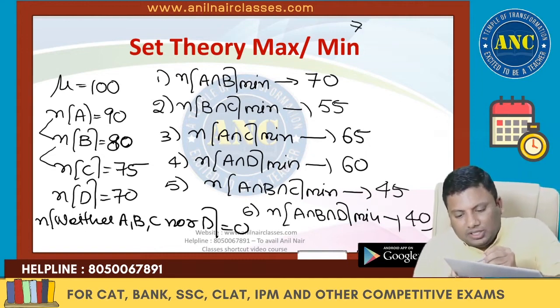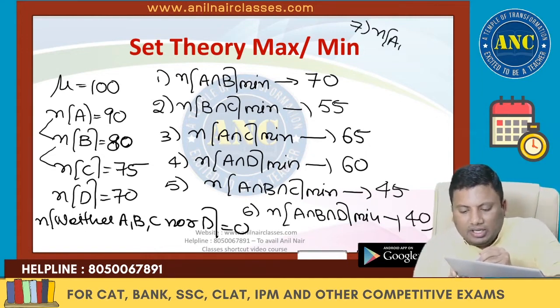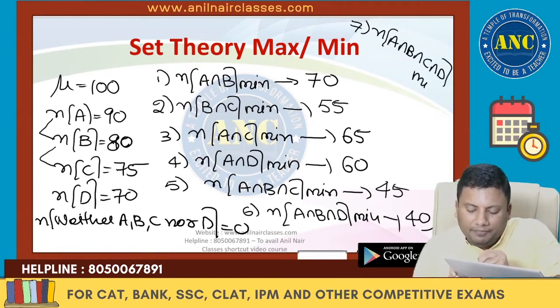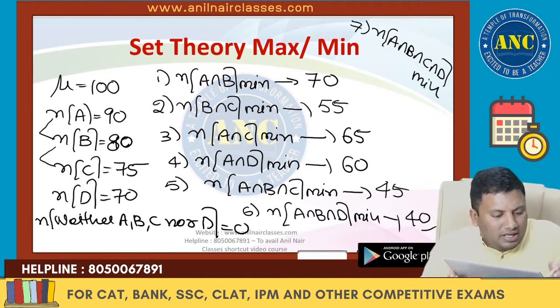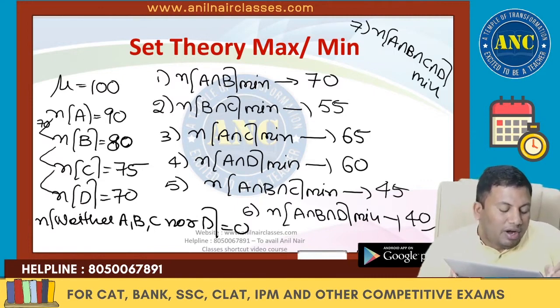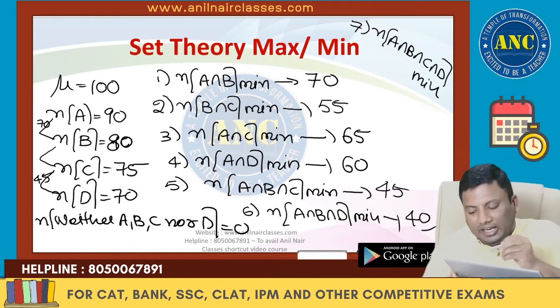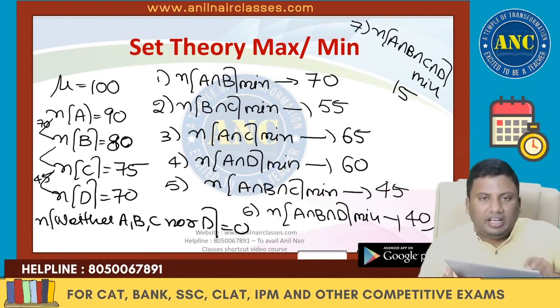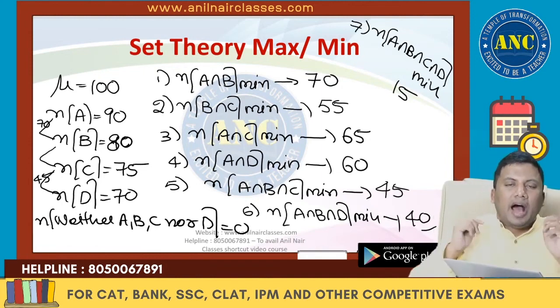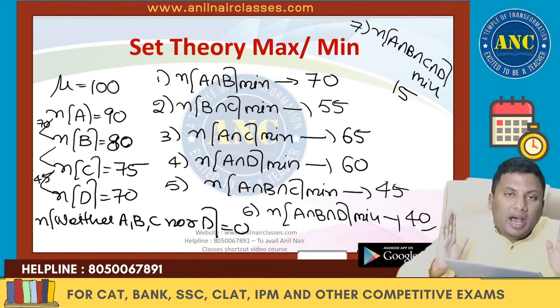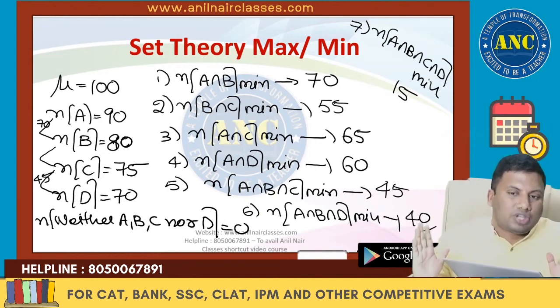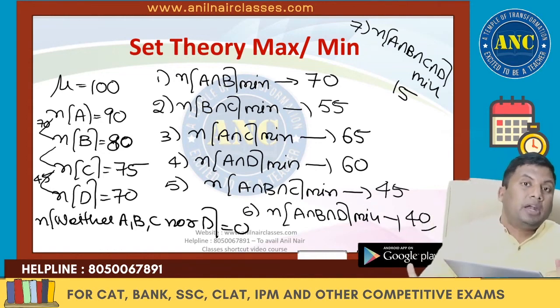Last problem, A intersection B intersection C intersection D minimum. For this I got 70. For this I got 145 means 45, 70 with 45, 115 which is nothing but 15. Are you all with me? I hope you enjoyed this magical way of solving the question without even putting pen on the paper.